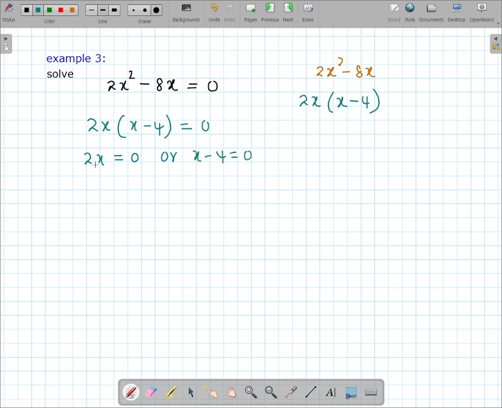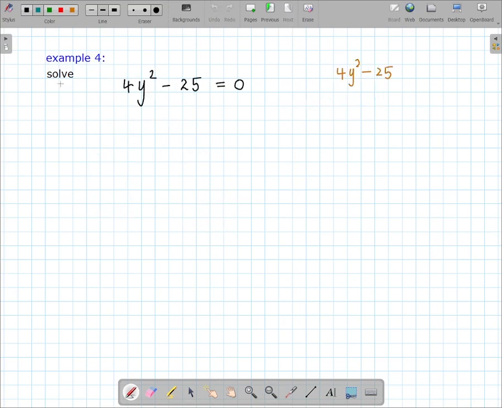Then for x, divide by 2, divide by 2, x equals 0. Here minus 4 sent to the other side, x equals plus 4. So x equals 0, x equals 4 is the answer.